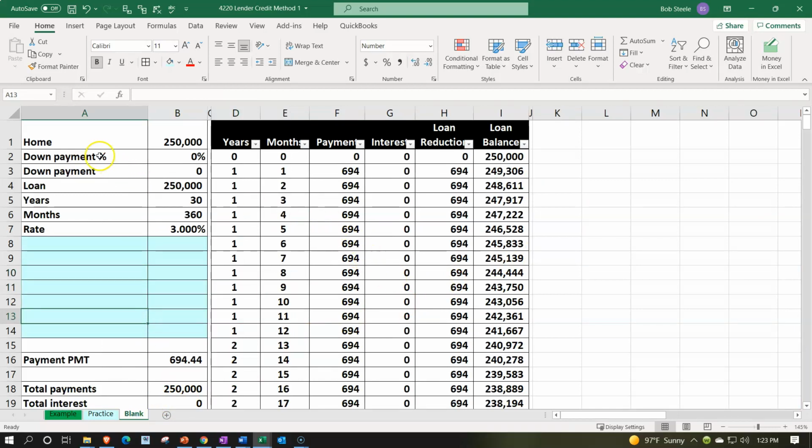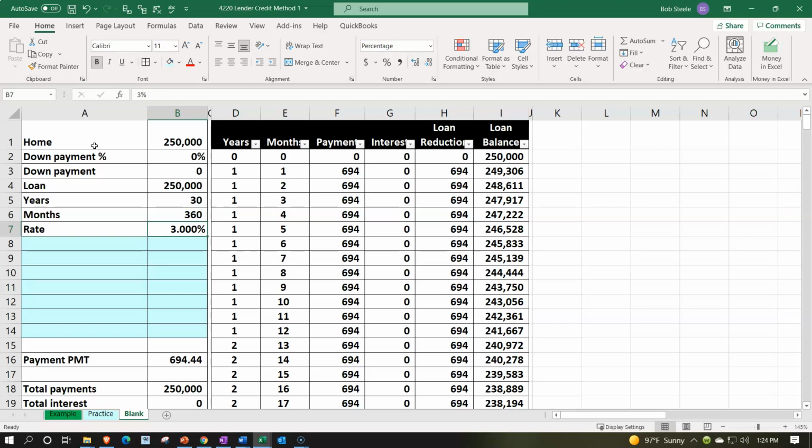Okay, so let's start. We've got our information. We're going to say the home is 250. We're not going to say anything down, just to have the loan be at the 250, just focusing in on the loan amount in essence. We've got the 30-year, and that's going to be the 360 months. We're going to say that the rate starts at 3% before anything else happens.